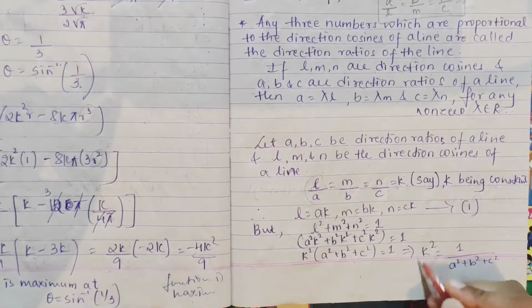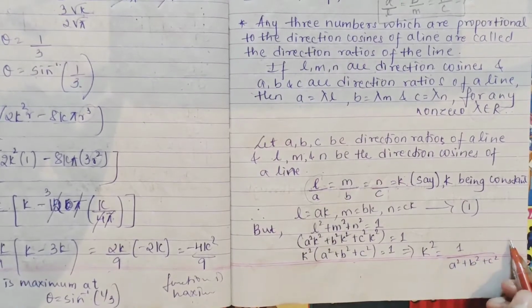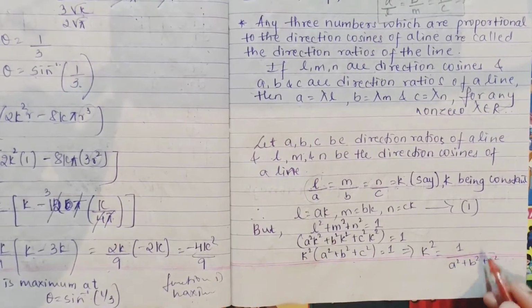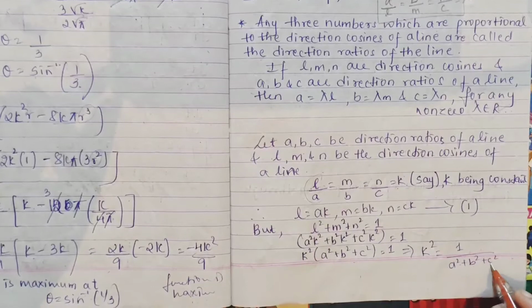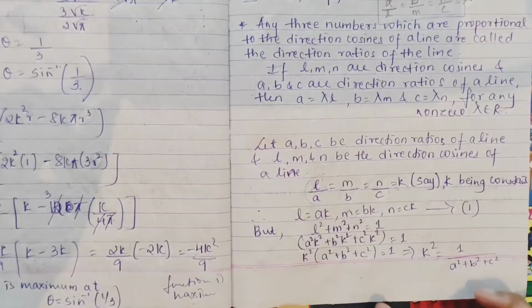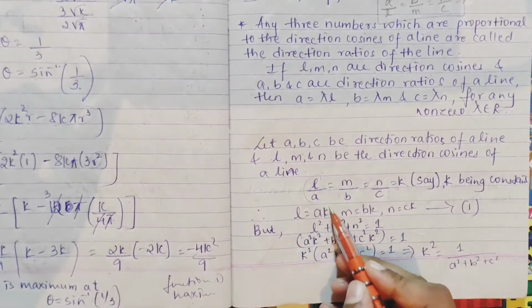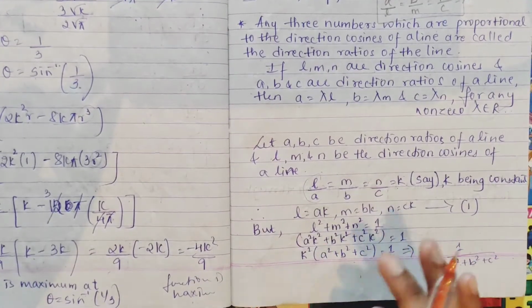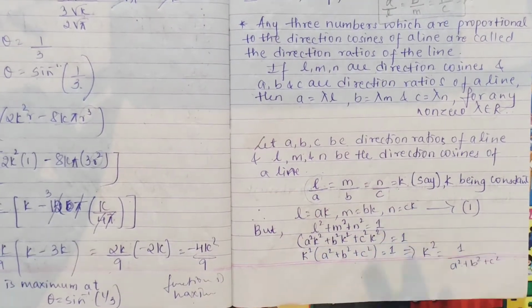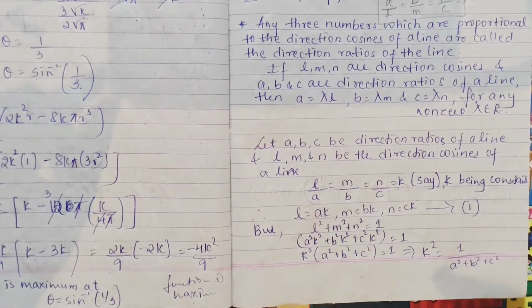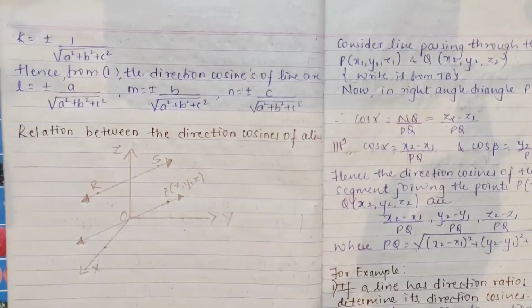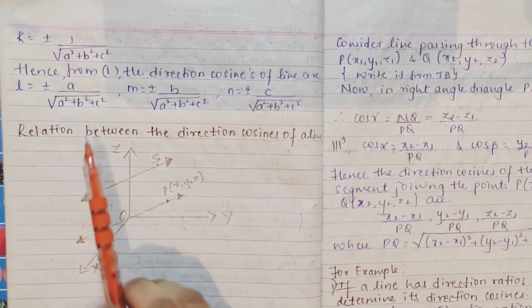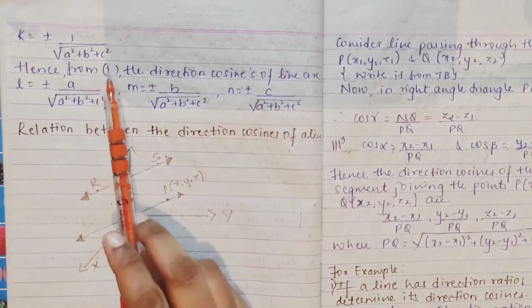And if you want to find your k, the square becomes the square root, right? But plus or minus, square root of 1 by root of a square plus b square plus c square. And here, whatever k value we have got, we will just substitute. That is your direction cosines. Simple. So k you will get plus or minus 1 by root of a square plus b square plus c square.